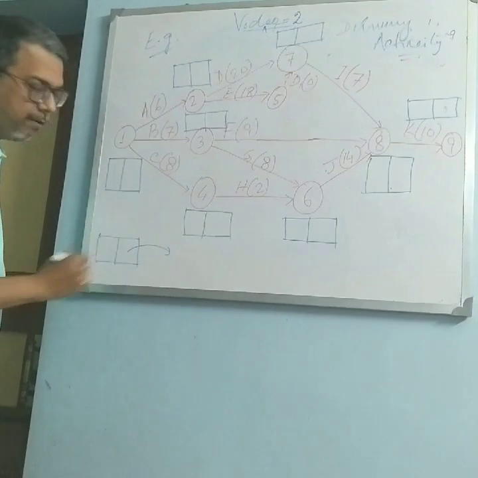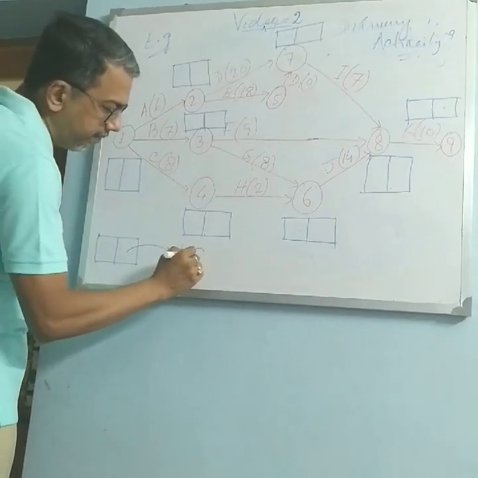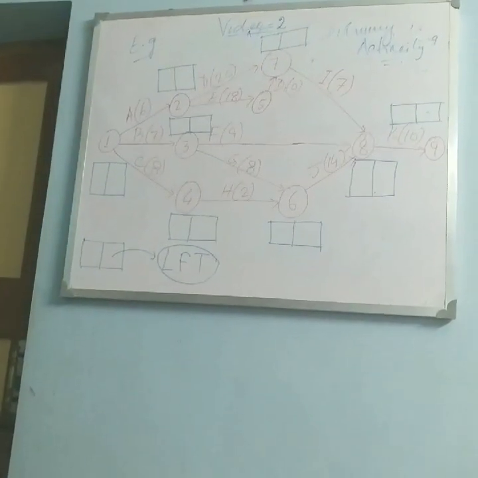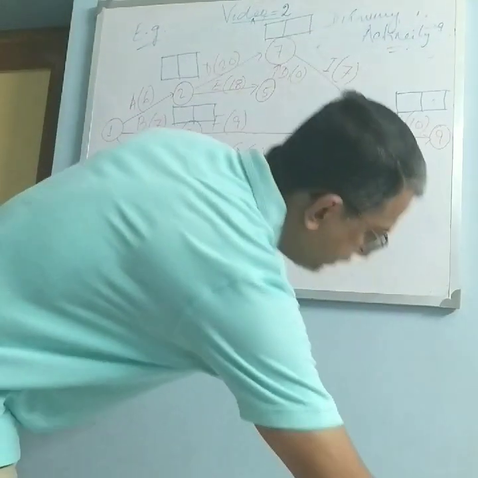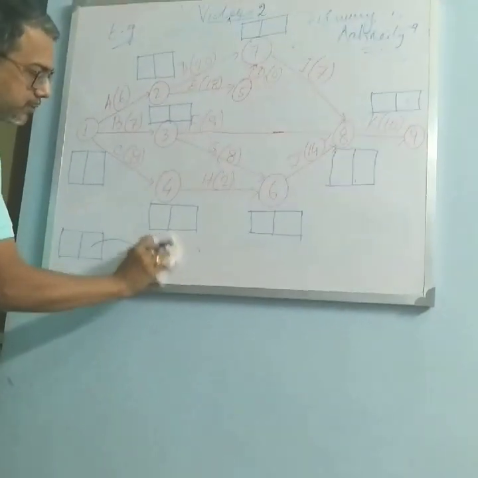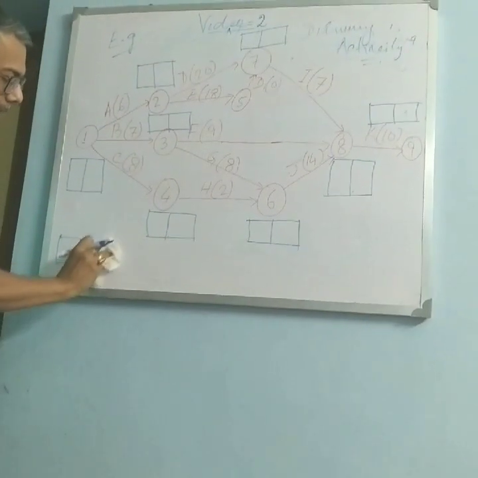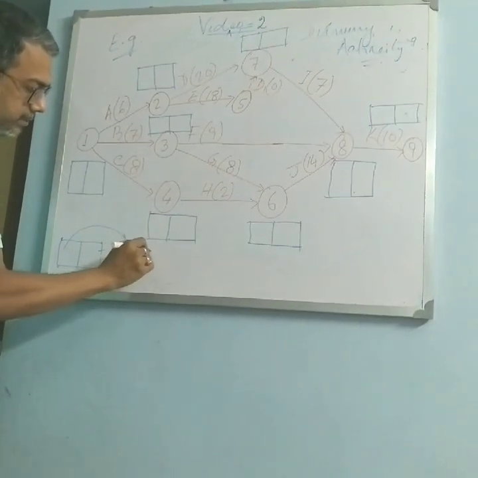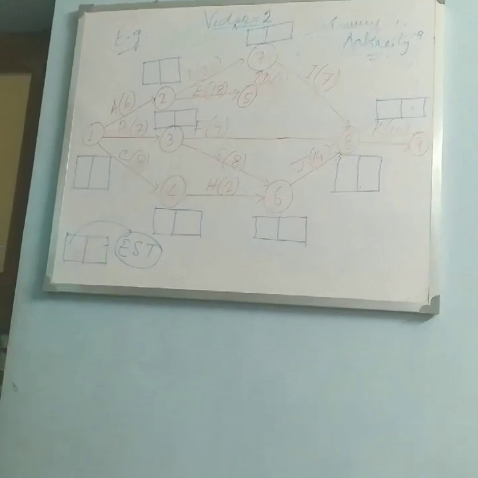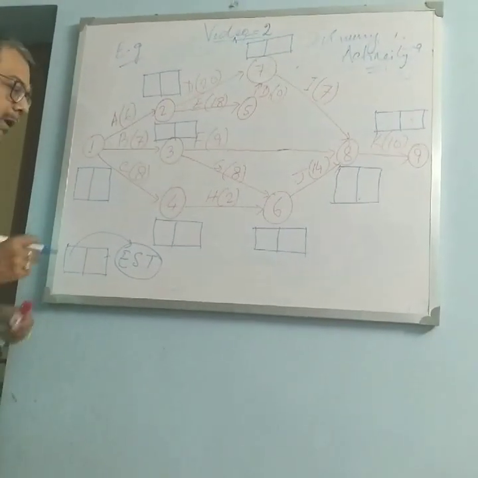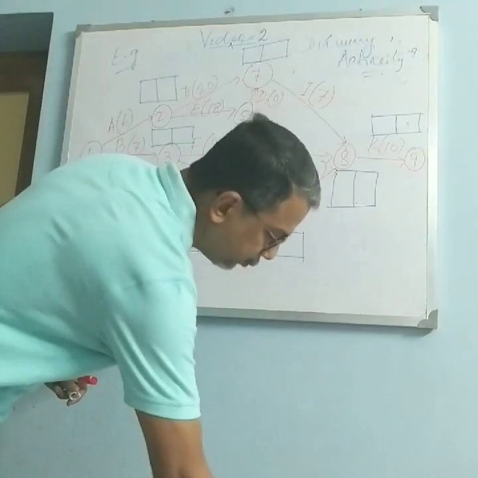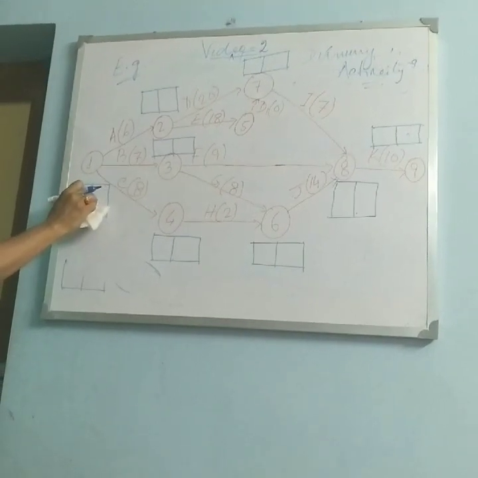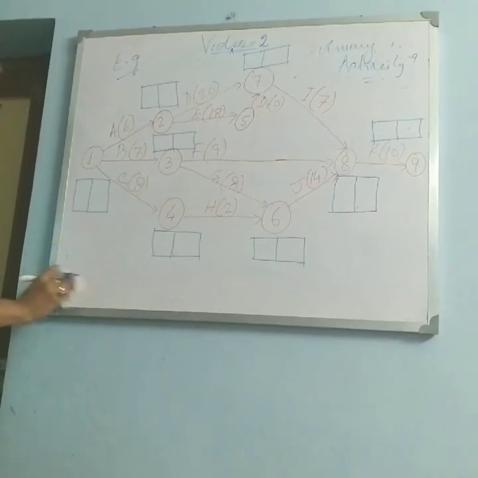The right hand side of the box will be LFT. You have to calculate the latest finish time on the right hand side. And on the left hand side of the box, we have to calculate the earliest start time, EST, just like what we have told earlier in this video. So these 2 things we have to calculate. One is earliest start time in the left hand side, latest finish time in the right hand side. So let us do it step by step.